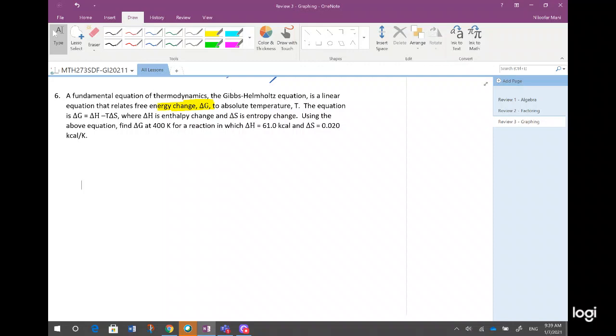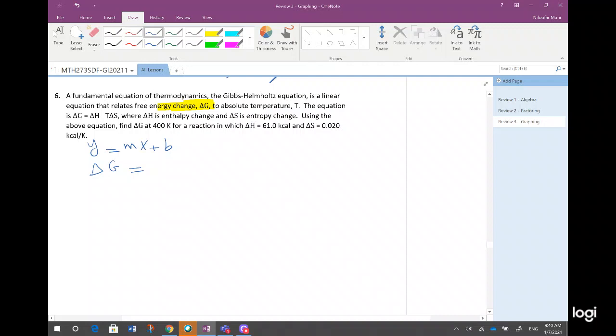So a fundamental equation of thermodynamics, which is this equation below, is a linear equation. So that's like a line that relates delta G to absolute temperature. Okay, so for example, y equal mx plus b, here also delta G is going to be related to T somehow.